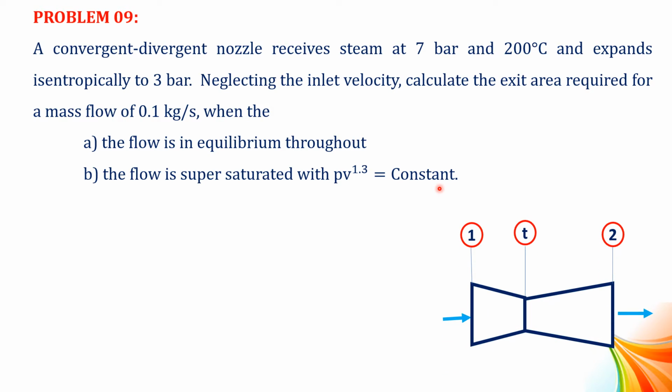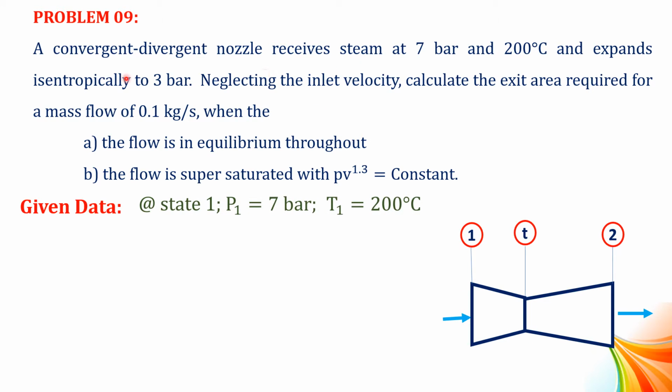So here also mentioned in the problem, the nozzle is convergent divergent type. So we know 1 is the inlet of the nozzle, 2 is the exit of the nozzle, T is the throat section of the nozzle. So here first we have to write the given data.